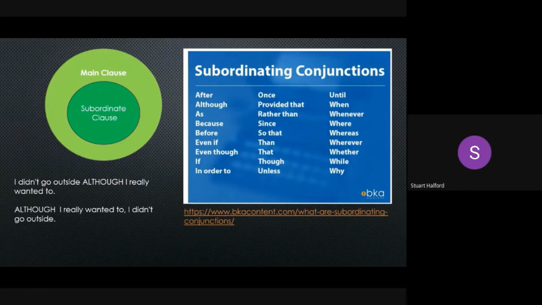So as I said, we could put the subordinate clause first: although I really wanted to, I didn't go outside. We still need that I didn't go outside for it to make sense, whether it comes at the end of the sentence or whether it's fronted.